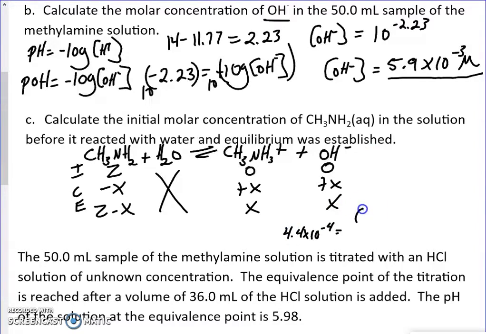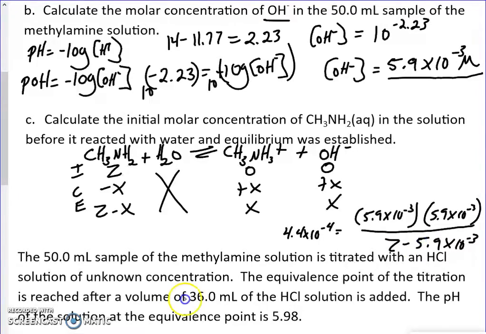So we have 4.4 times 10 to the negative fourth. That's going to be equal to 5.9 times 10 to the negative 3, our X, times X, 5.9 times 10 to the negative 3, divided by Z minus 5.9 times 10 to the negative 3. And we can just solve this algebraically. And what you should get from here is the original concentration is equal to 0.085 molar, again, keeping with 2 sig figs.